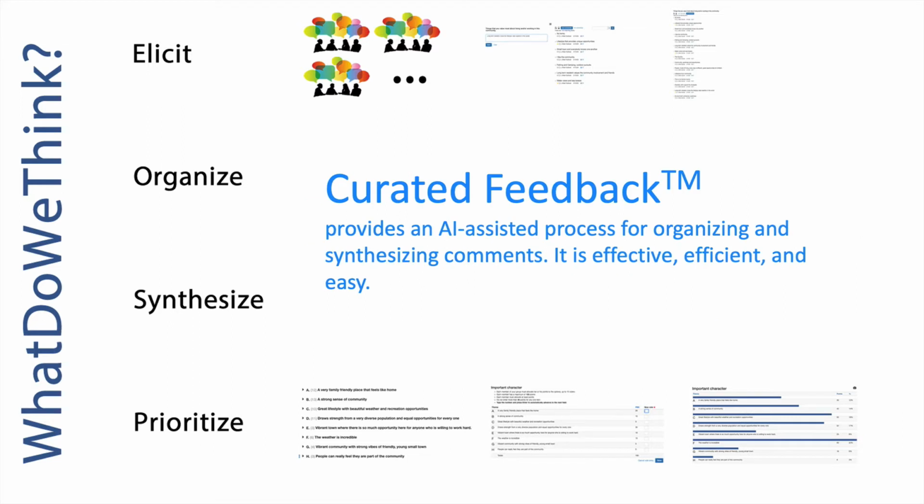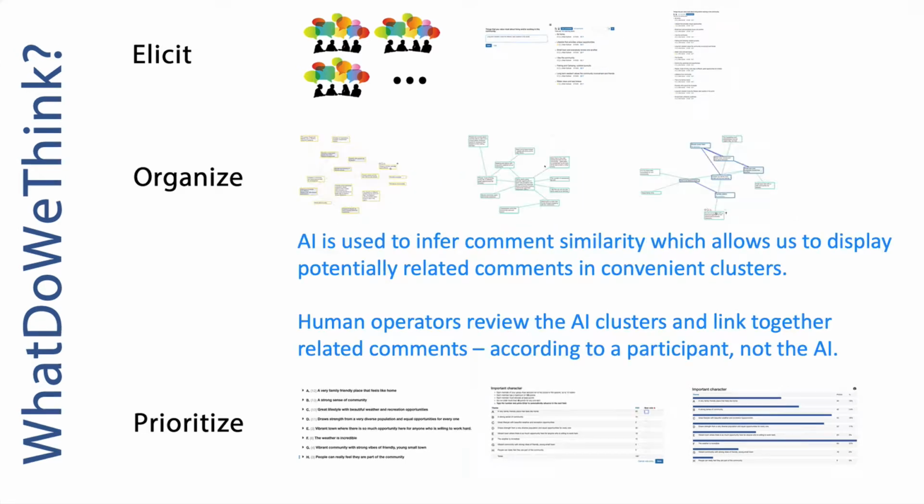Curated feedback provides an AI-assisted process for organizing and synthesizing comments. It is effective, efficient, and easy. AI is used to infer comment similarity, which allows us to display potentially related comments in convenient clusters. Human operators review the AI clusters and link together the related comments according to a participant in the context of the deliberation. This is not done by the AI.